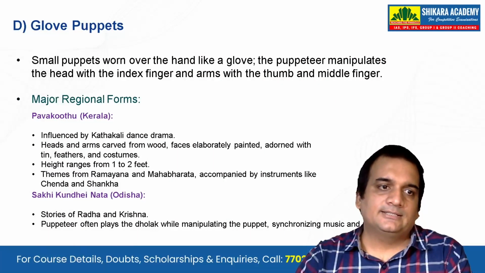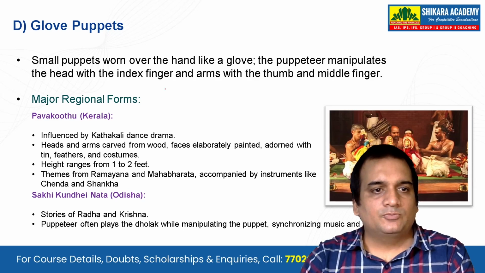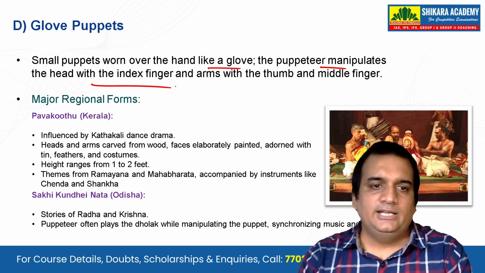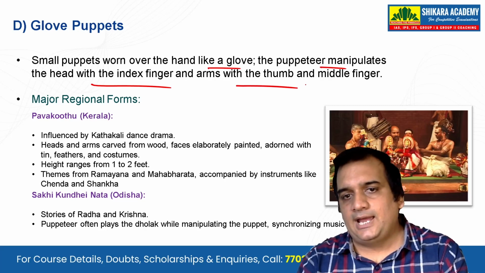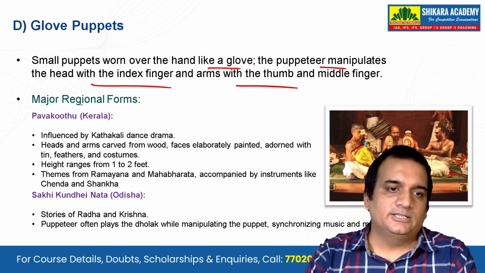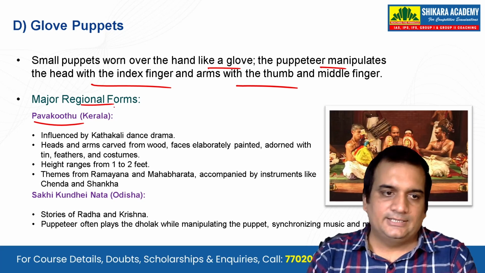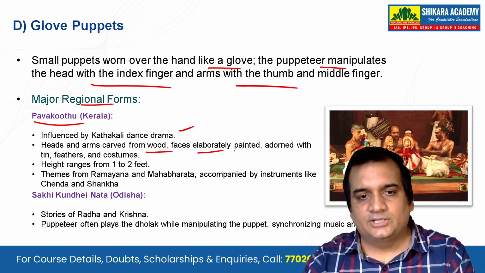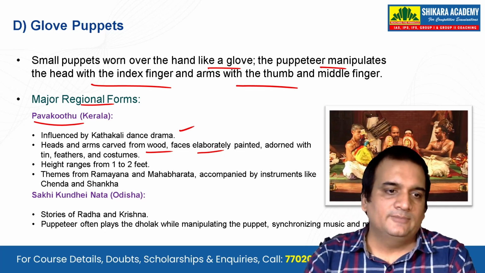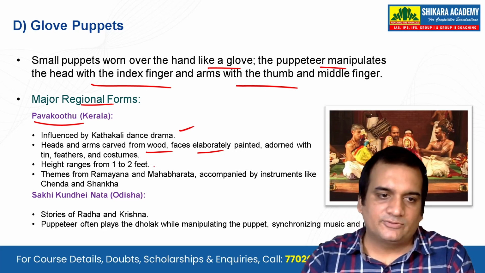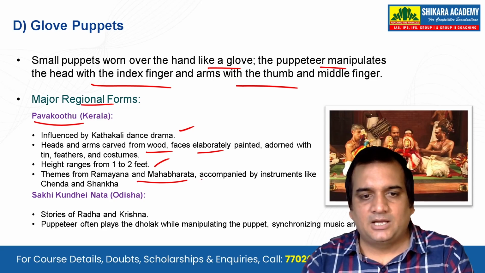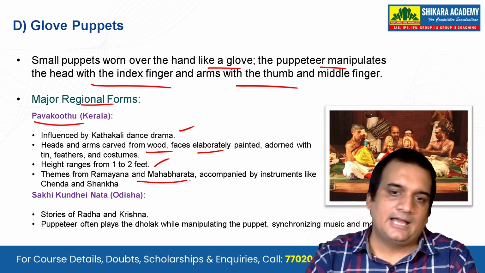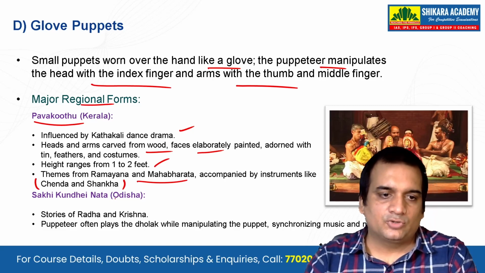Okay, let's see the next, that is the glove puppet. These are small puppets worn over the hand like a glove. The puppeteer manipulates the head with the index finger and the arms with the thumb and middle finger. The major regional form here is Puva in Kerala, influenced by Kathakali dance drama. Heads and arms are made of wood, faces elaborately painted, adorned with tin feathers and costumes, height ranges from 1 to 2 feet, with themes from Ramayana and Mahabharata, accompanied by instruments like chenda and sankha. So please remember, you have these instruments also here.